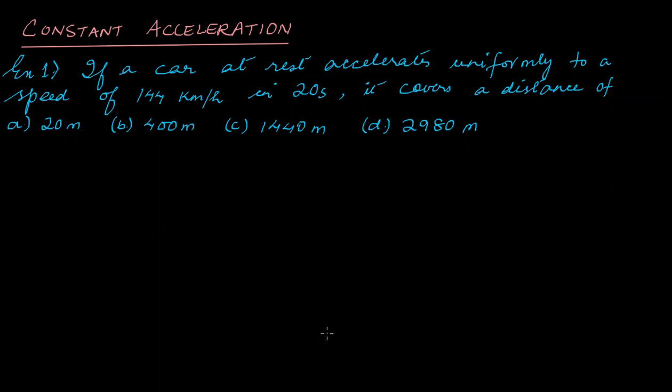Okay, let us do some problems on constant acceleration. Exercise number 1. If a car at rest accelerates uniformly to a speed of 144 km per hour in 20 seconds, it covers a distance of either option A, B, C, or D.